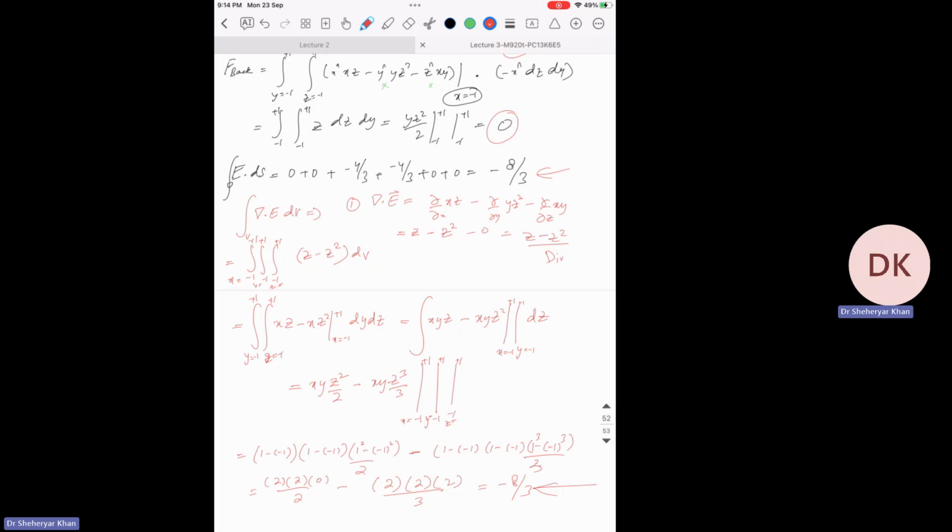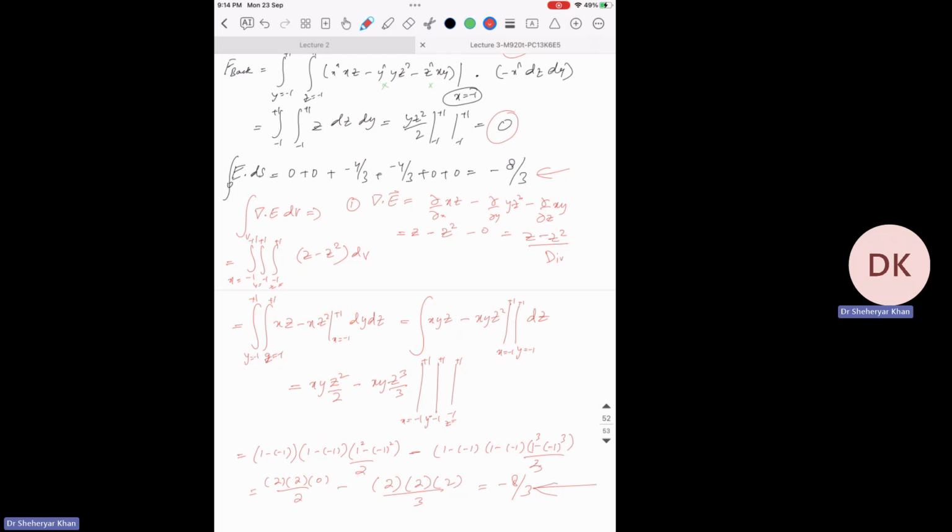Okay, so this is our left hand side. We take the divergence of E and then try to find out the answer. First thing is we find this thing. E is already known. So this is the X part, this is the Y part, this is the Z part.